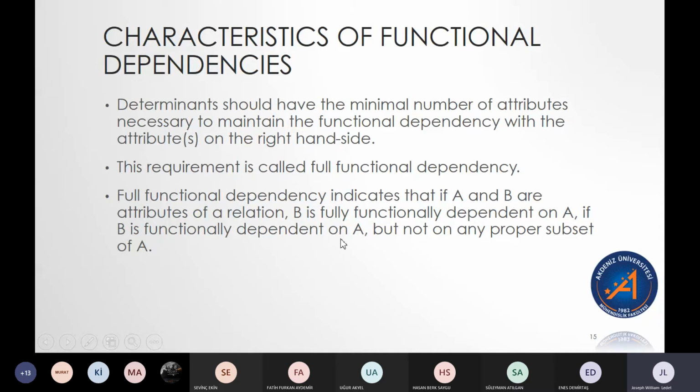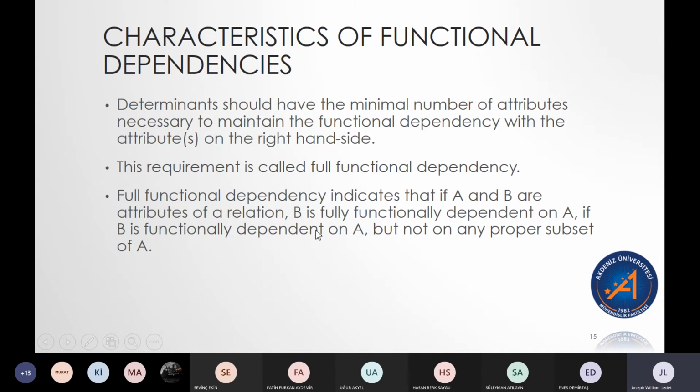If B is fully functionally dependent on A, here A and B are not single attributes, but sets of attributes. So kind of like what Murat brought up there, where you have multiple columns. A consists of one or more columns. B consists of one or more columns. And we will say B is fully functionally dependent on A if B is first functionally dependent on A. So first things first, B must be functionally dependent. So all of the attributes in B must be functionally dependent on the combination of the attributes in A.